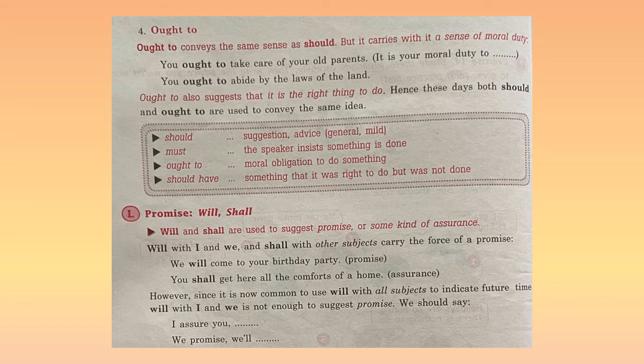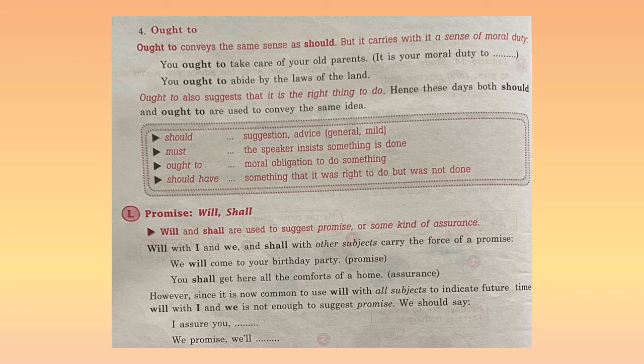Now let's see the uses of will and shall. Will and shall are used to suggest promise or some kind of assurance. In grammar, in tenses, we have learned that along with I and we we have to use shall. But if we reverse it, if will is used along with I and we, and shall with other subjects, they carry the force of a promise.